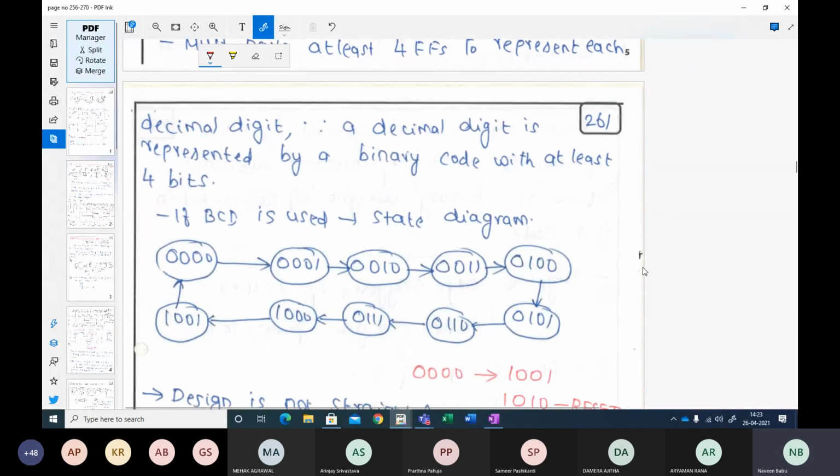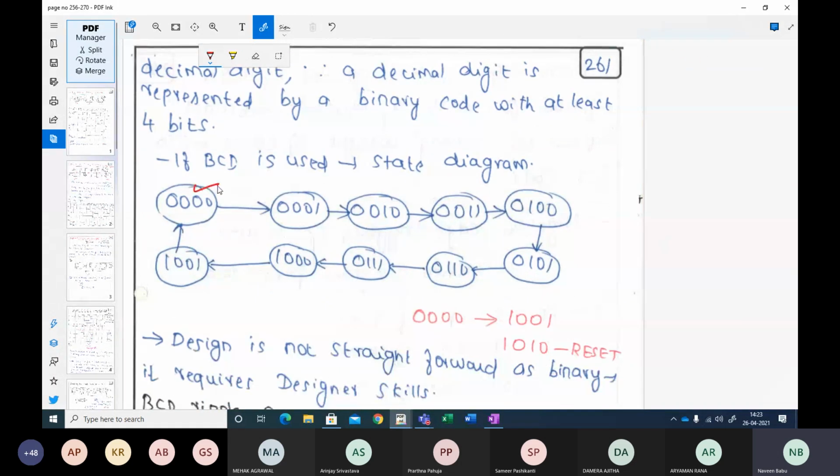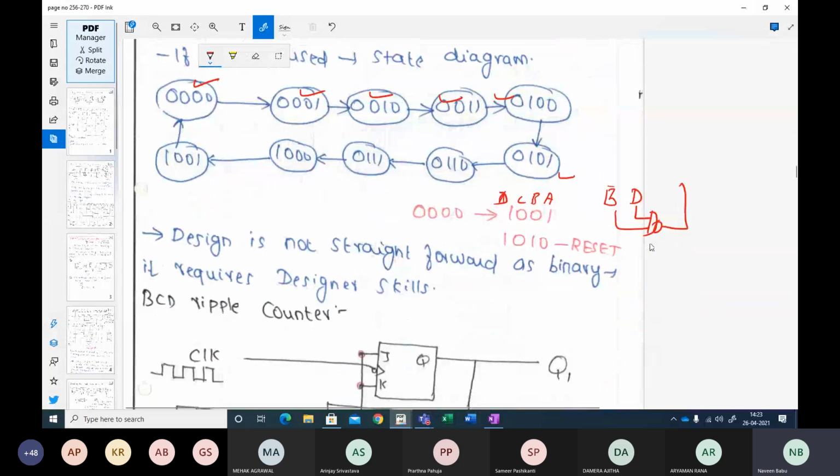So yeah, the state diagram is also this way. You start from 0, you count till 1, 2, 3, 4, and then 5, 6, 7, 8, 9, and see here, 0 to 9 you will count, and at 1010 you will reset. Which means that if this is, let me write it, A, B, C and D inputs, whenever my B input and D input are high, I will connect it to a NAND gate, and then I will clear all the 4 flip-flops. This is the simple logic.